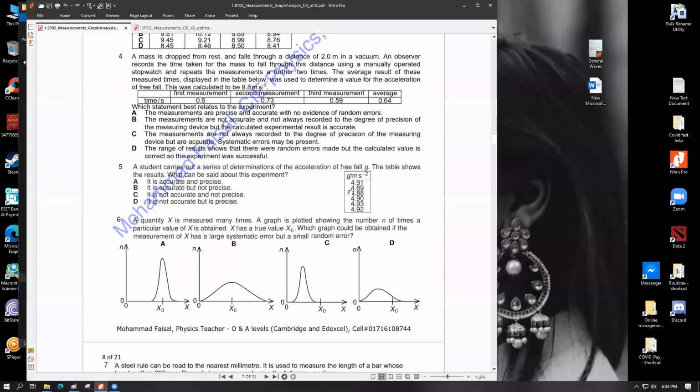So getting back to the MCQ question one more time. A student carries out a series of determinations of the acceleration of free fall g. The table shows the results. What can be said about this experiment? What is the correct answer? What do you think is the correct answer? D. It is not accurate, but it's precise. It is the correct response.